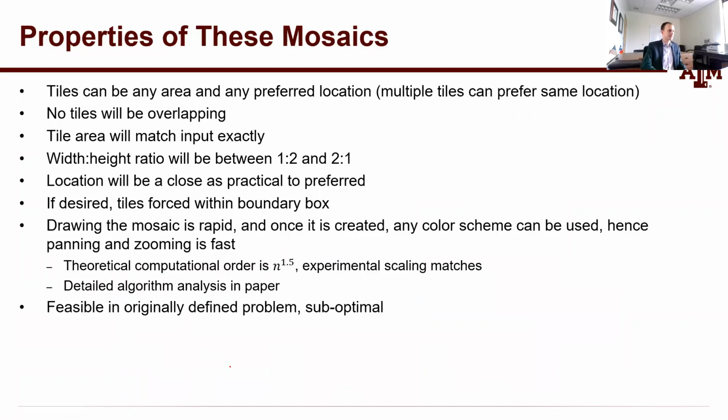The property of mosaic is that the tiles can be in any area in any preferred location. No tiles will be overlapping. The tile area will match the input exactly. The width to height ratio will be between 1:2 and 2:1. All of these are generally accepted good visualization properties to have: rectangles with a good aspect ratio, things close to their geographic location, things not overlapping each other. You can force them within a boundary box if you want to do that. And most importantly, computationally, it's very fast.